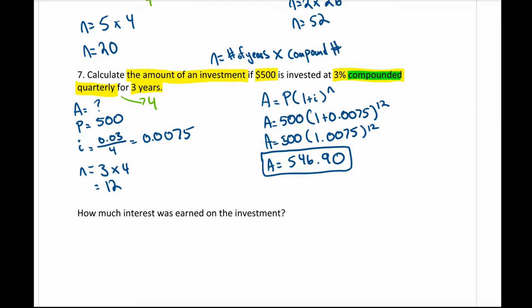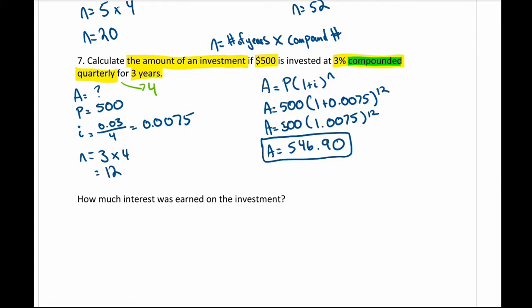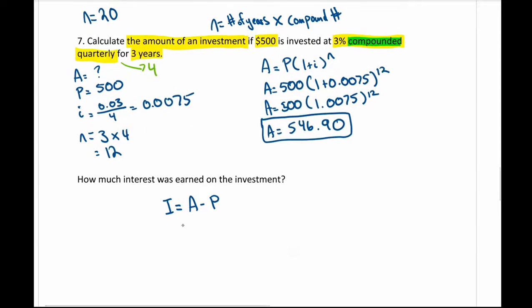The second part asks how much interest was earned on the investment. If I know that this is the final amount, and I want to figure out how much I earned, I know how much I started with, so the amount of interest earned is equal to the final amount minus how much I started with. So $546.90 minus what I started with, $500. I get $46.90 as the amount of interest earned.